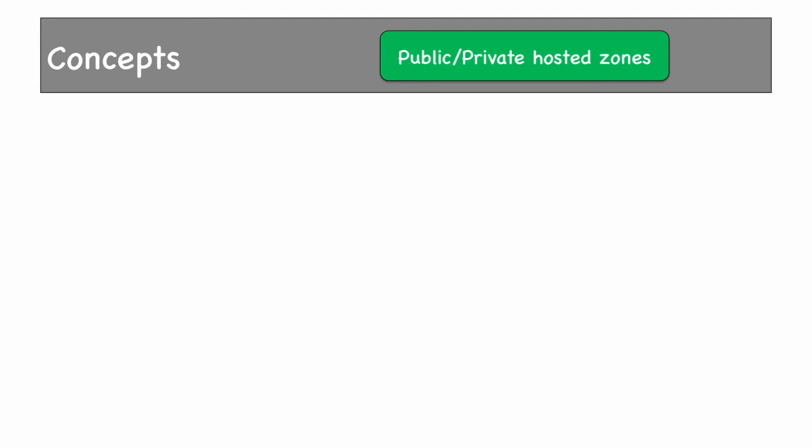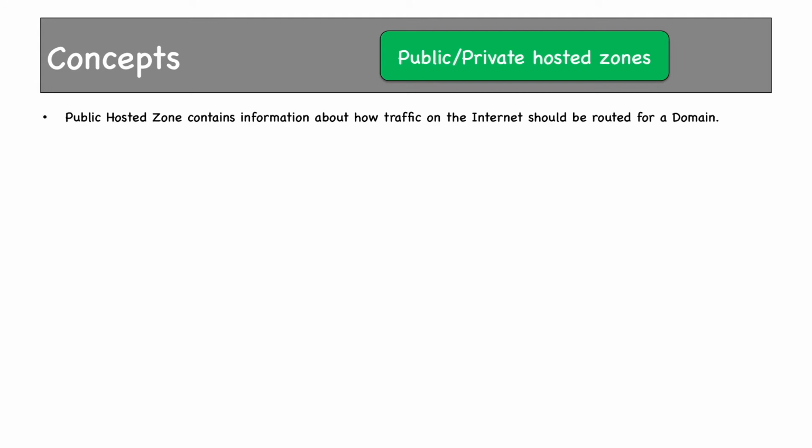Now let's see public and private hosted zones, almost similar to public and private subnet, but works at DNS level. Public hosted zone contains information about how traffic on the internet should be routed for a domain. NS record set, or authoritative name servers for the domain name. We have already seen how to set up a domain name using Route 53. You might have noticed in the demo that AWS provides 4 name servers. We used all 4 during configuration.